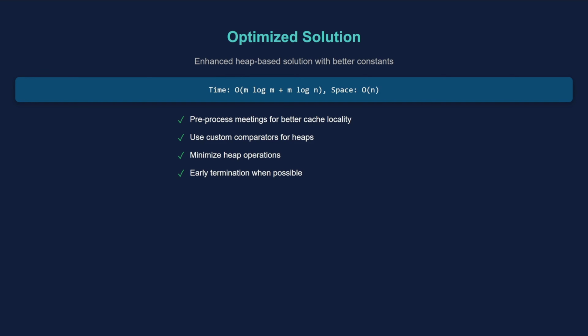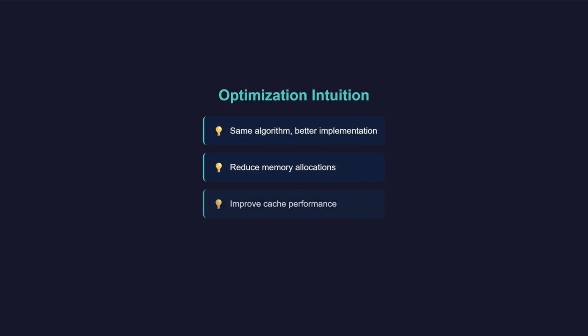Our final optimization focuses on practical performance improvements while maintaining the same algorithmic complexity. We pre-process meetings to improve cache locality, keeping related data together in memory for faster access. Custom comparators are optimized to minimize comparisons, checking the most likely conditions first. We reduce heap operations by batching updates when possible. Early termination is implemented where we can determine the answer without processing all meetings. While big O complexity remains m log m plus m log n, these optimizations can provide 2-3x speedup in practice.